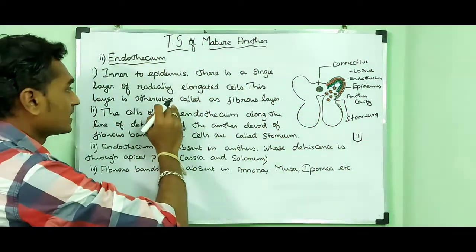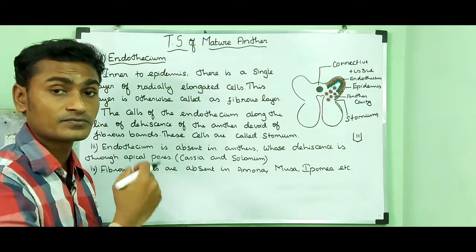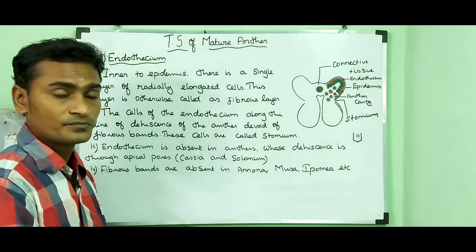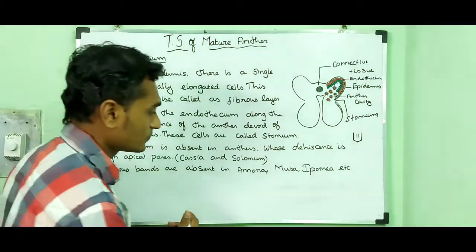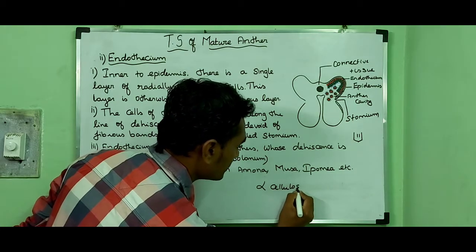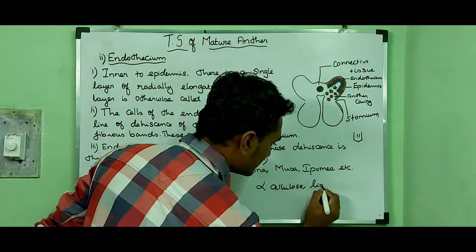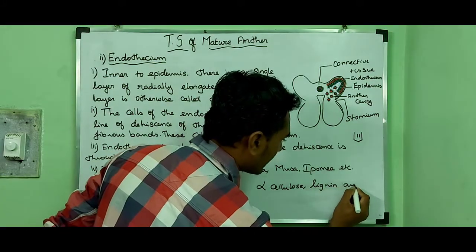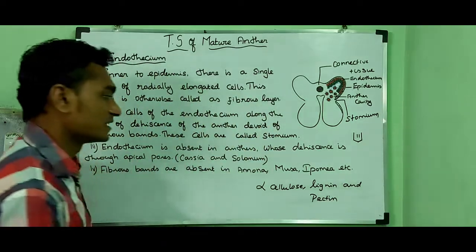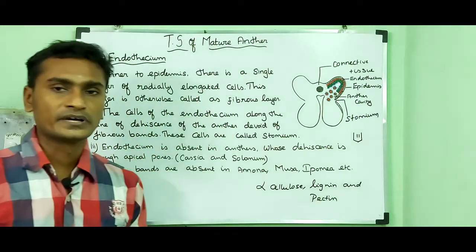This layer is otherwise called fibrous layer. This layer contains fibrous thickening. The fibrous thickenings are due to the presence of alpha cellulose, lignin and pectin. So this fibrous layer contains alpha cellulose, lignin and pectin.